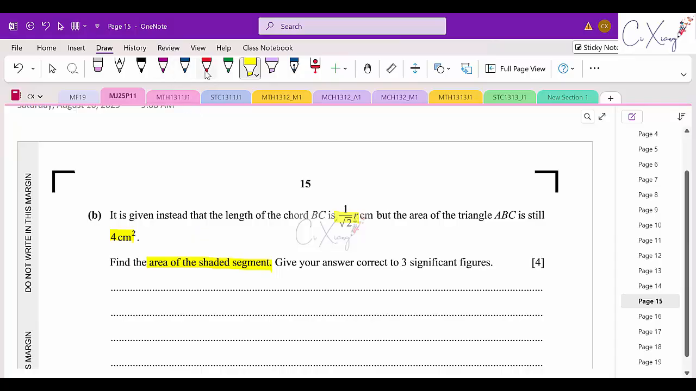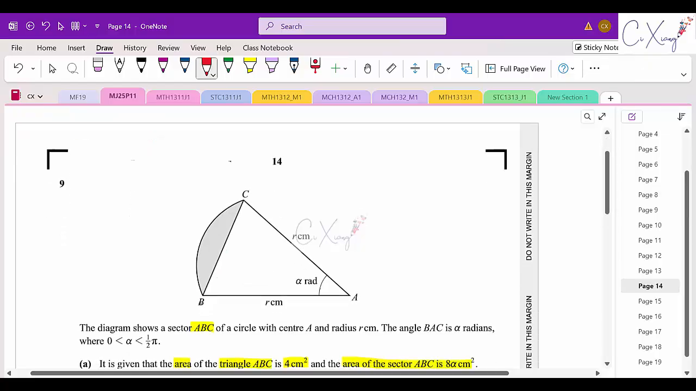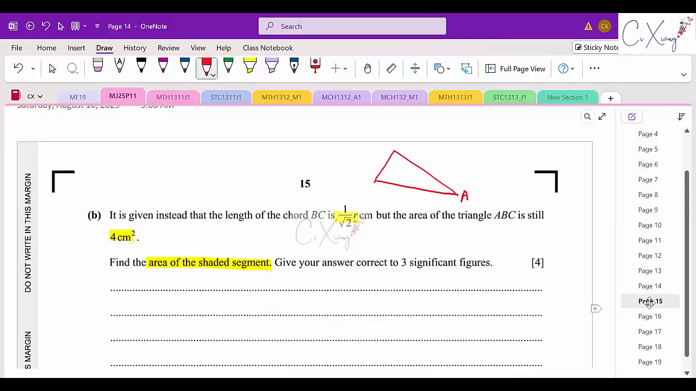Okay, if we have a look at the diagram again, for the A, B, and C that I have here, I simply draw, okay, so this is A, then I have B. What's the B again? Let me go back to the diagram. Okay, B is this one, C is on top. So I have A, B, and C, and now they tell us that this is still the R, this is still the R, this is the alpha, but now we have the length for BC. The chord BC means 1 over root 2 R.